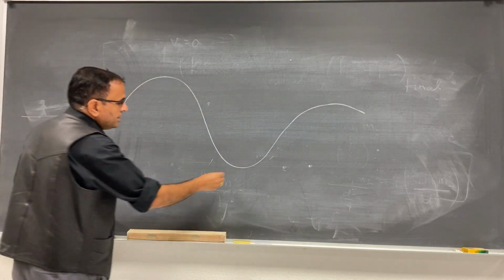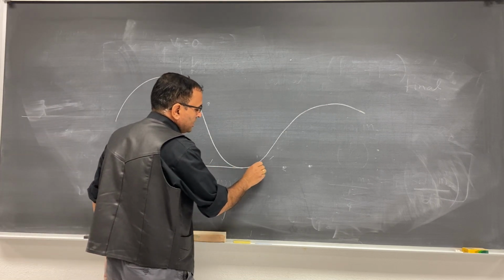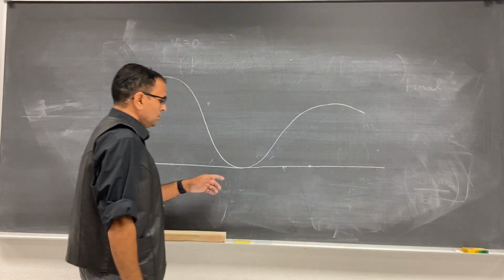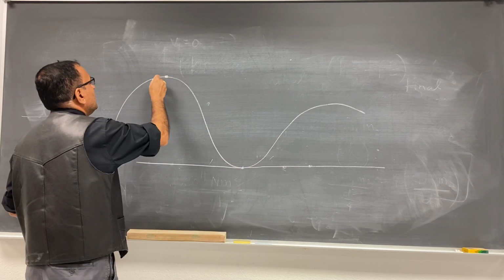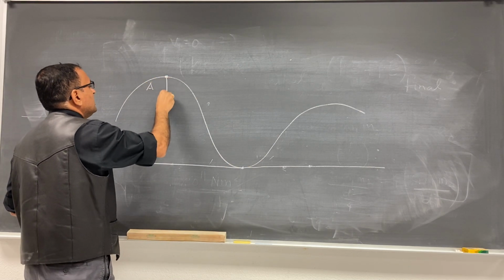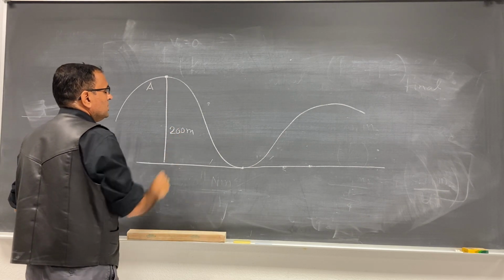Okay, and here is the ground. You measure the height from here, from this point. Let me call this point A. This is at a height, whatever height is given, for example, 200 meters.